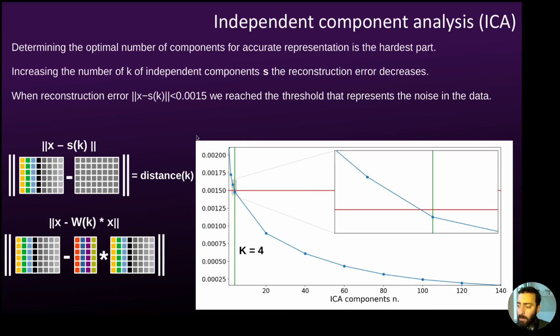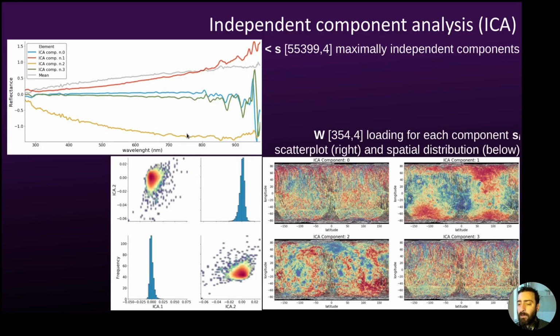We can see here the data that we have, and you can see the 4 components. We're different in our case now, and those are some scatter plots of the components, and those are the geographical plot.